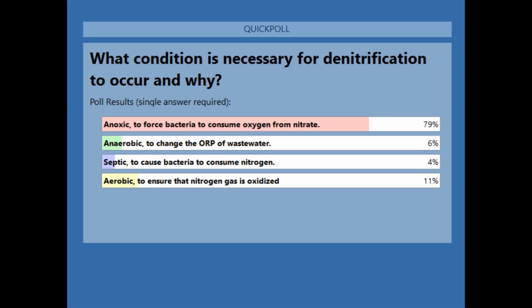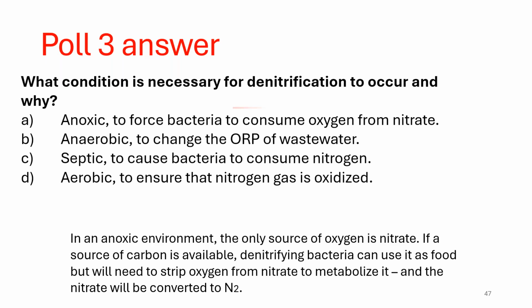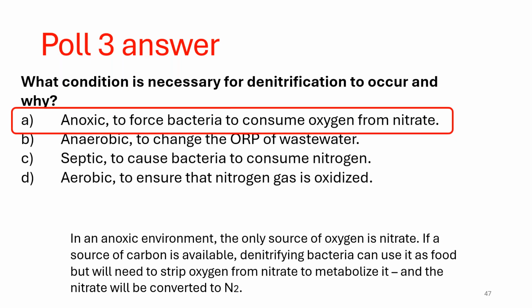Okay, let's take a look at the answer here. The anoxic environment means that the only source of oxygen is nitrate. And if we have nitrifying bacteria and we have something for them to eat and we have nitrate there as their only oxygen source, they'll be forced to use it as food, and they do that by stripping the oxygen from nitrate.